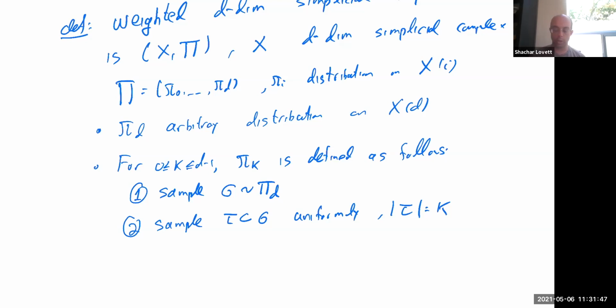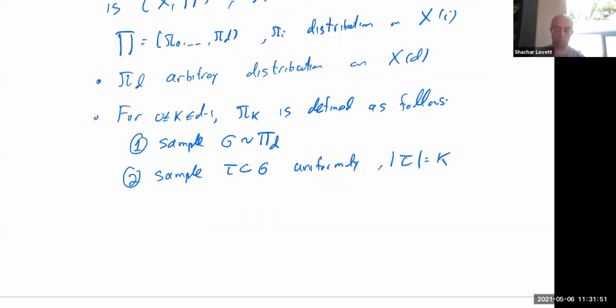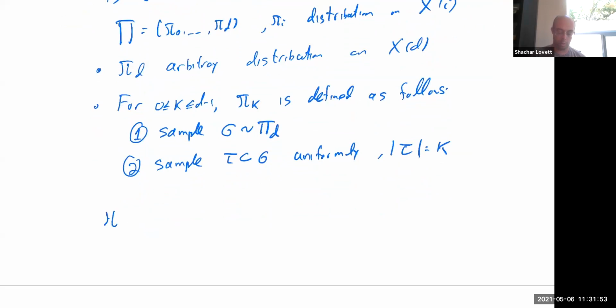Now it might be useful to actually give a closed-form formula here. So you see that in terms of the distribution of a face tau in the k-th level, tau in X_k. Okay.